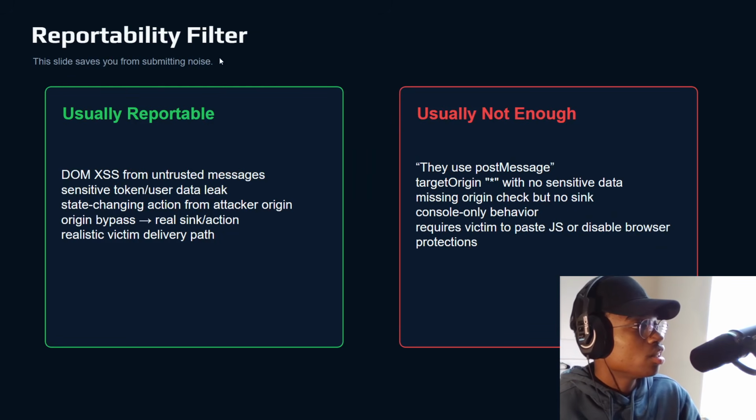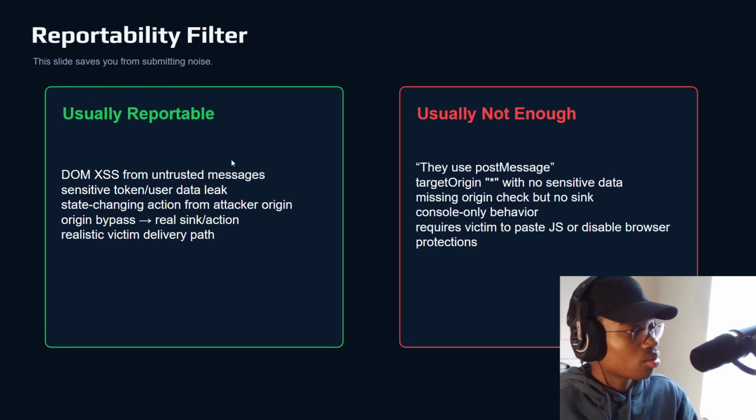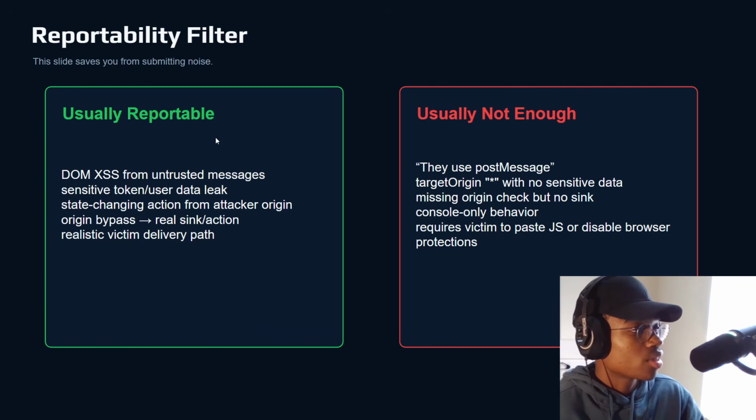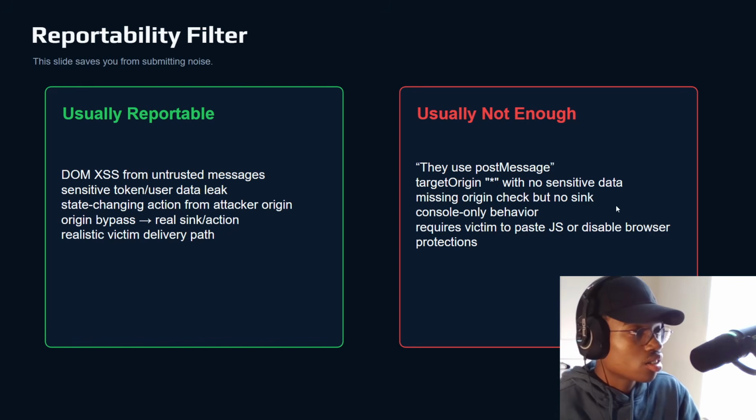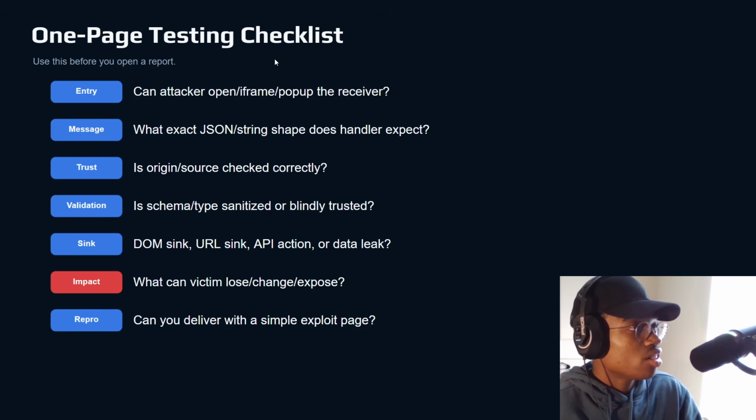Reportability filter. This slide saves you from submitting noise. Usually reportable: DOM XSS from untrusted messages, sensitive token or user data leak, state-changing action from attacker origin bypass, real sink or action, realistic victim delivery path. Usually not enough: postMessage with target origin wildcard with no sensitive data, missing origin check but no sink, console-only behavior, requires victim to paste JS or disable browser protections. That's when we're getting into, if you have to have them disable browser protections, that's getting into some social engineering stuff.